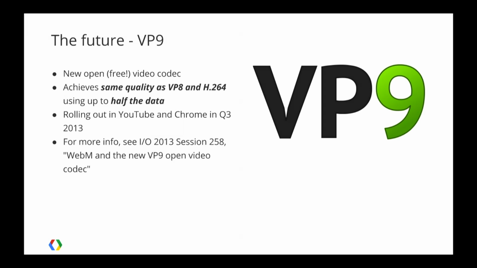This will start rolling out in YouTube and Chrome in Q3 of 2013. We're getting pretty aggressive about rolling this out because everybody involved is pretty excited about the data savings. Bandwidth is still an extremely expensive business cost. People keep thinking that it's free or that it's going to become cheaper, but it never does.